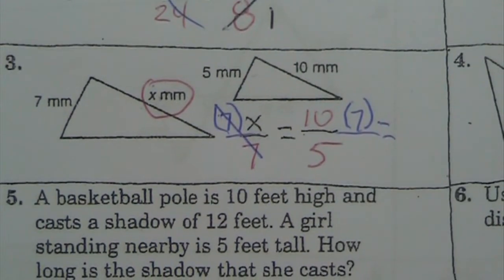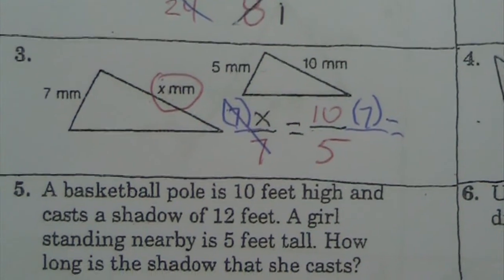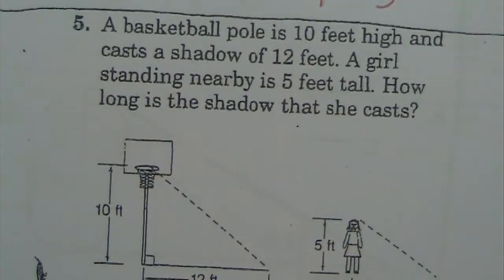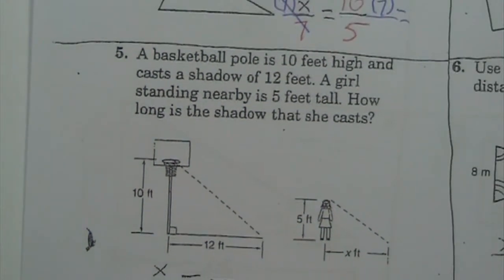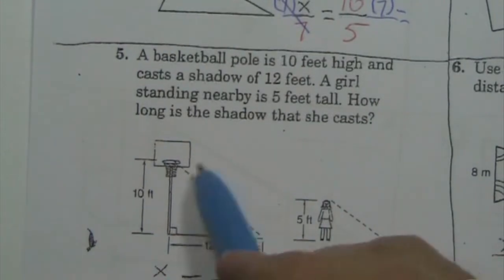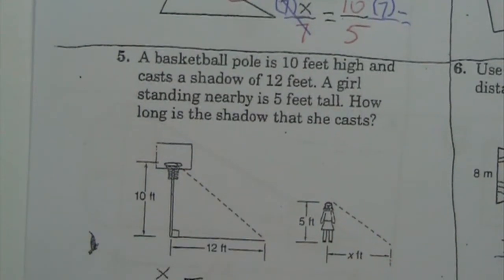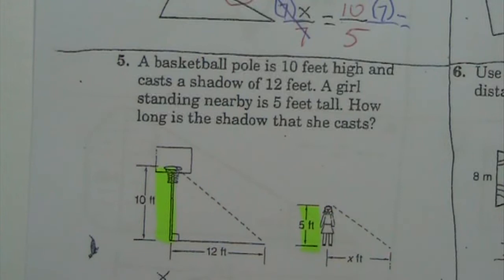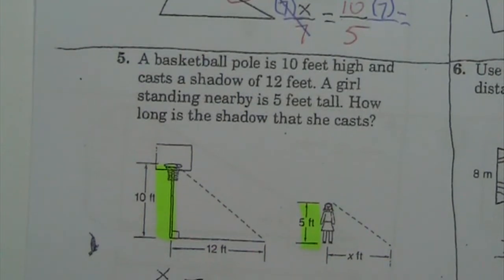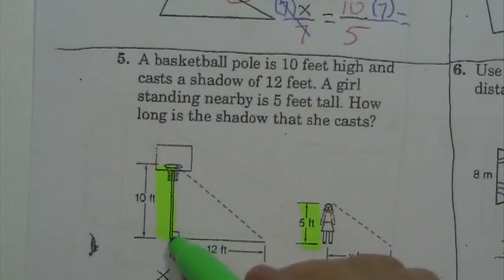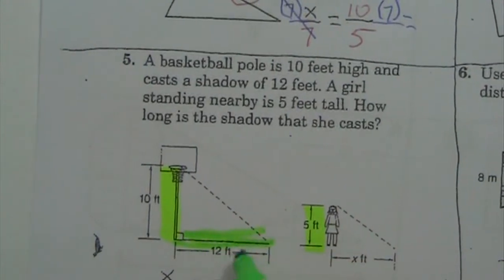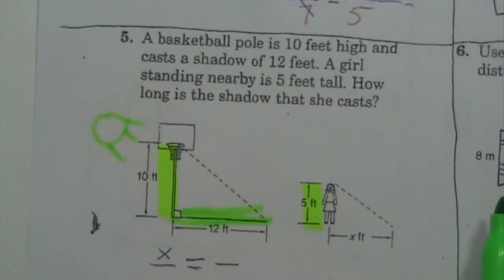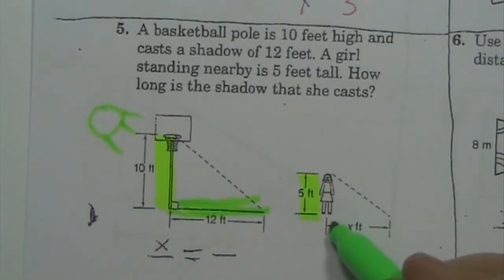Okay, let's go to the next one, number 5, down below. Okay, so we have a basketball pole, and it is 10 feet high, and it casts a shadow. So this thing is 10 feet high, and it's going to match up with the height of this girl. And then the shadow is going this way. It's 12 feet. So it's like we have the sun here, a green sun, that's weird. And we want to figure out what this side is.